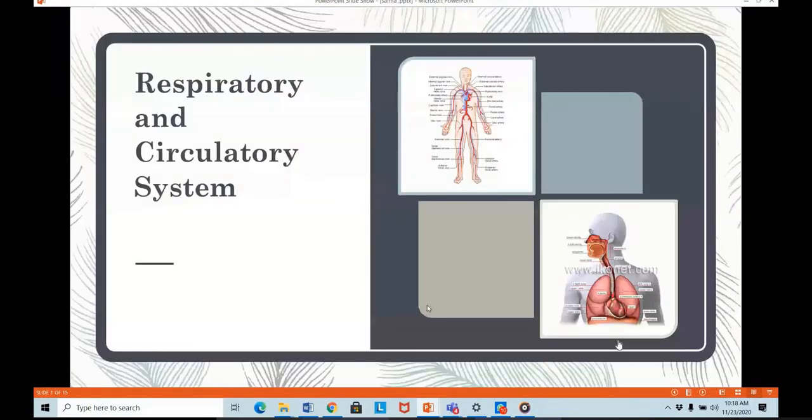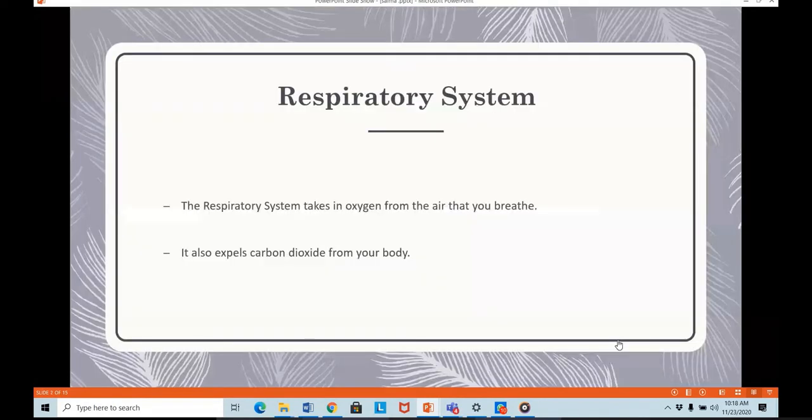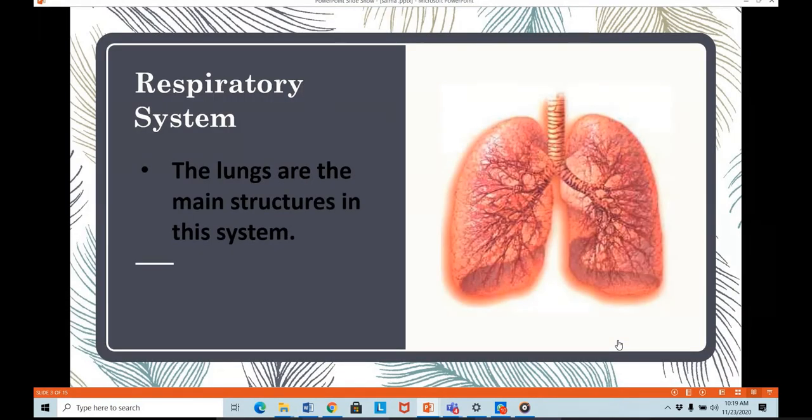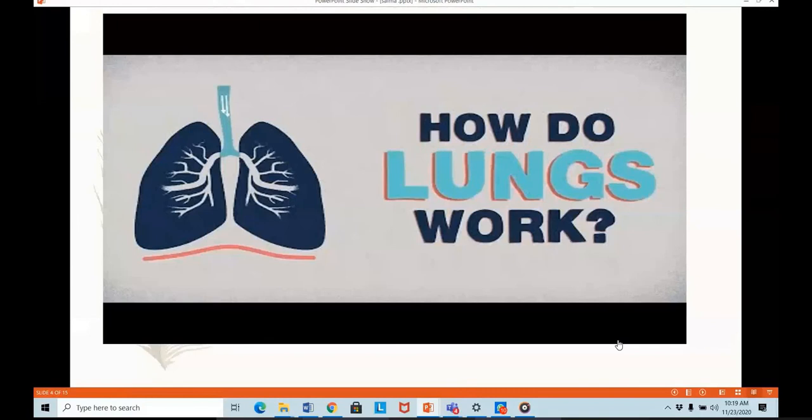Assalamu alaikum wa rahmatullahi wa barakatuh. Today, I'm going to talk about respiratory and circulatory system. The respiratory system takes in oxygen from the air that you breathe. It also expels carbon dioxide from your body. The lungs are the main structure in this system. You can see the picture of the lung.